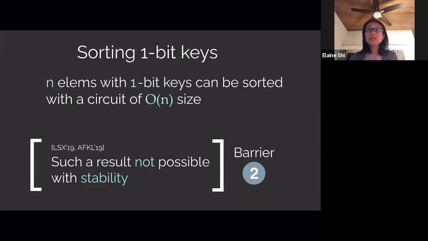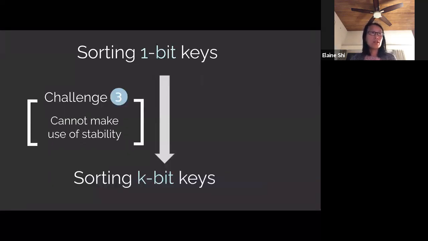So to get a linear sized sorting circuit for 1-bit keys, not only do we have to forego the comparison-based restriction, we also have to forego stability. Finally, when we overcome these barriers and are eventually able to construct a sorting circuit for 1-bit keys, the next question is how to upgrade it to a sorting circuit for k-bit keys. And here we encounter another challenge.